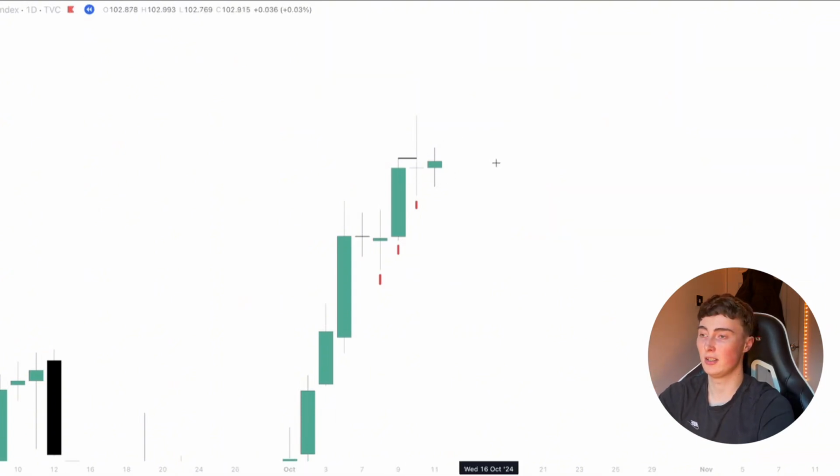And you can actually see this is a good example because Thursday took out Wednesday's high and then rejected, and then Friday didn't even expand again, right? So that's a perfect example of those probabilities playing out.